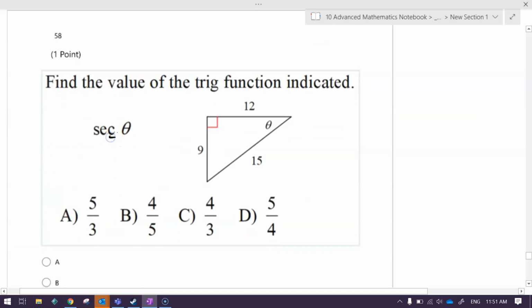Secant again. Okay. Hypotenuse, opposite, adjacent. Secant theta, we just had a look at it, was hypotenuse divided by the adjacent. 15 over 12, that's going to simplify down to 5 over 4.